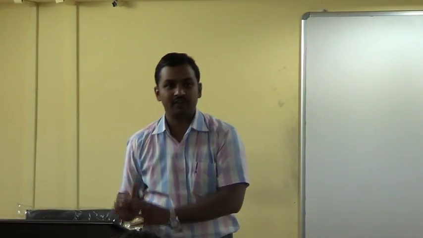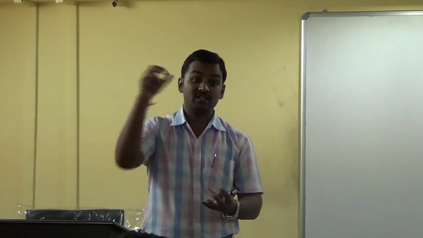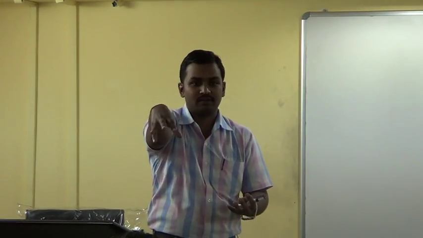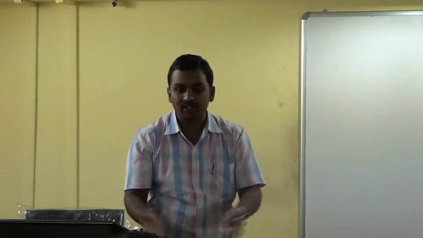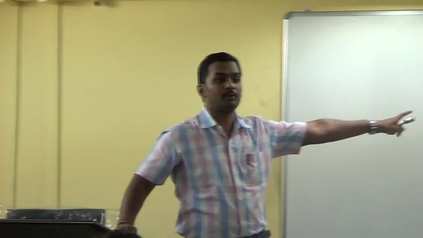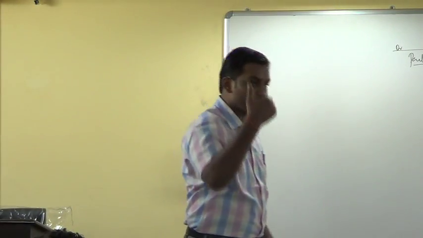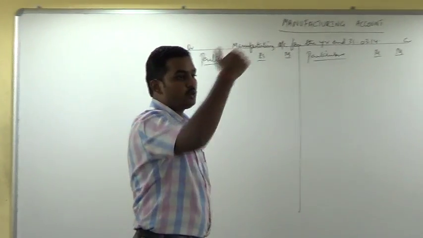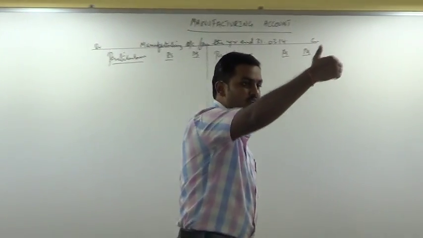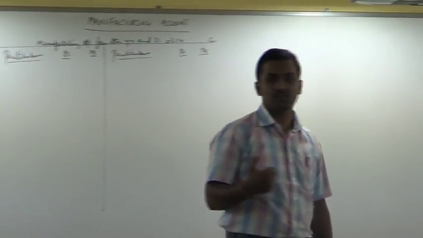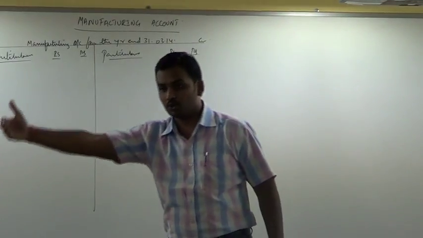A manufacturing concern will make finished goods. You want to know the cost incurred, the expenditure out of our pocket to make the goods. To calculate the cost of production, we are going to prepare the manufacturing account. Once we know the cost of production of the finished goods produced during the year, we can do adjustments for opening stock of finished goods and closing stock of finished goods to arrive at cost of goods sold.